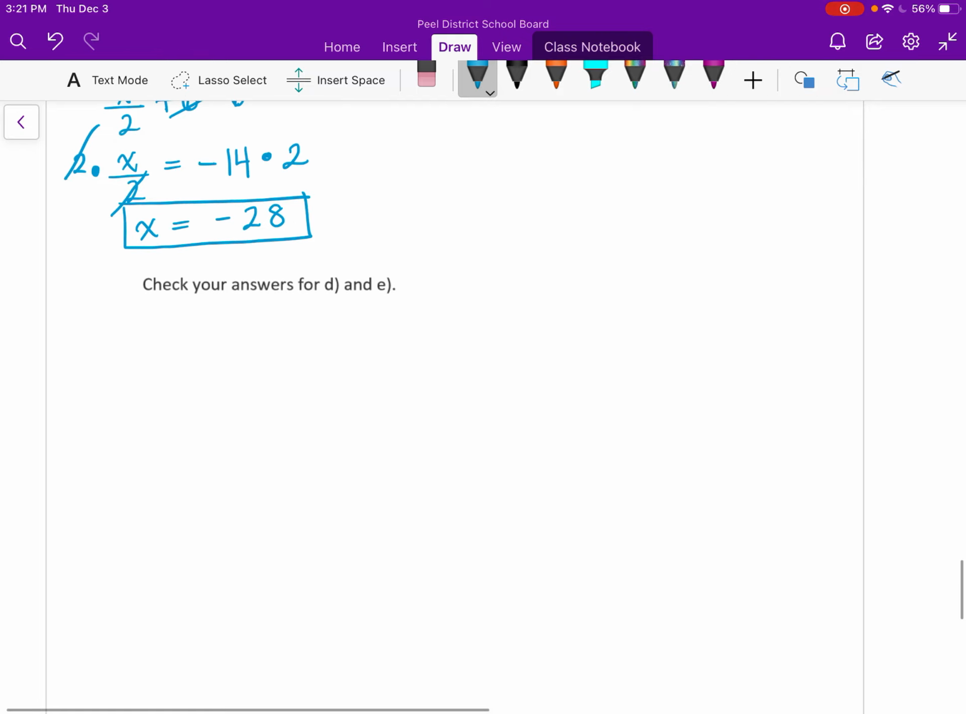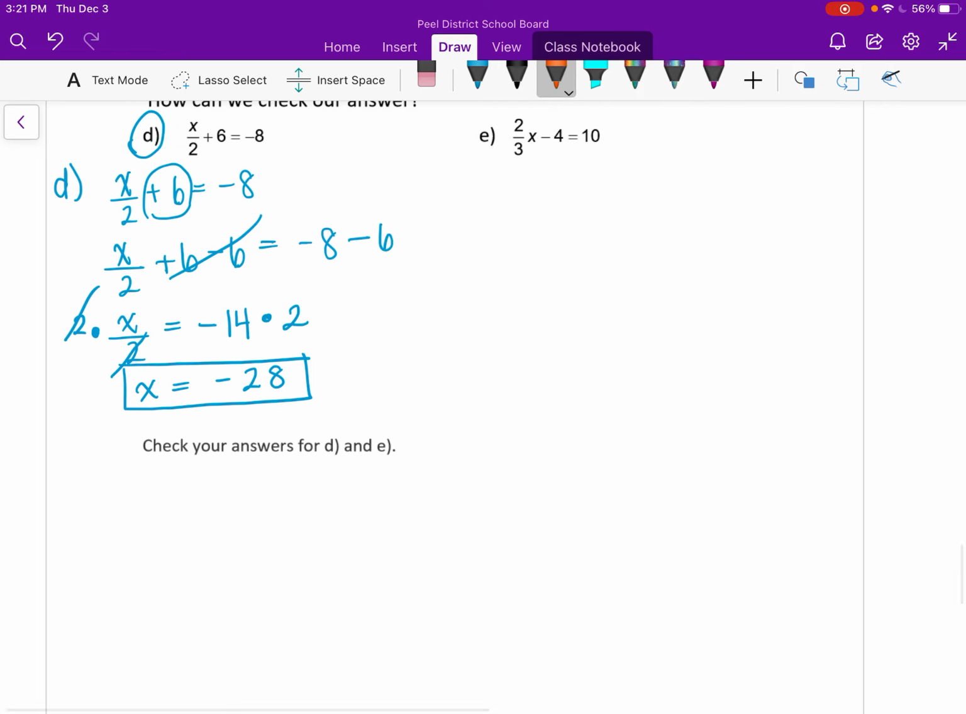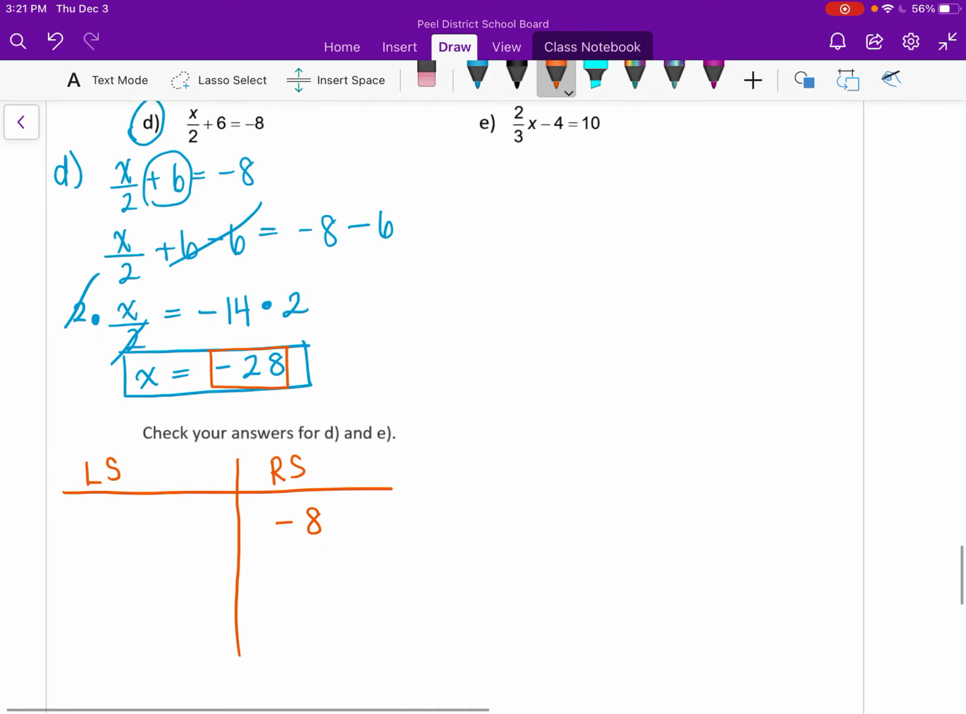Now that I know it's negative 28, how can I check this? So I'm going to check it with orange, right? And how I'm going to check it is I'm just going to go back and plug this negative 28, which I know what my x is equal to, into the equation and see if it's true. So I like to always set it up as left side and right side, right? Right off the bat, we already know what our right side is going to equal. It's going to equal negative 8.